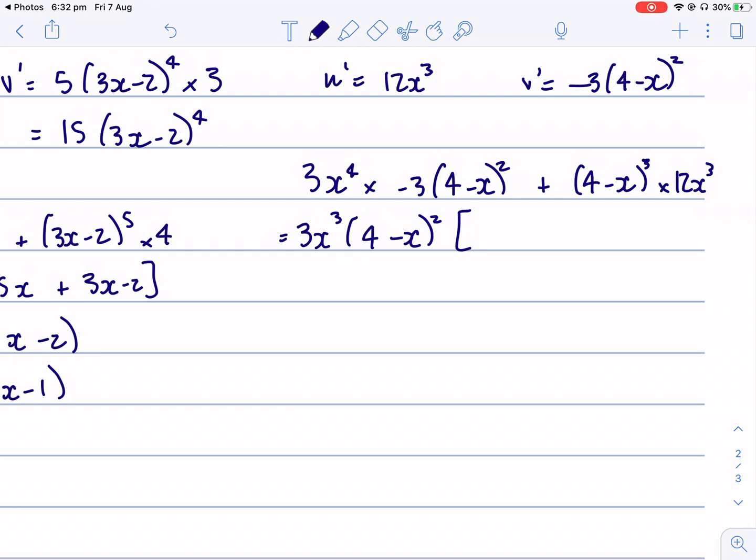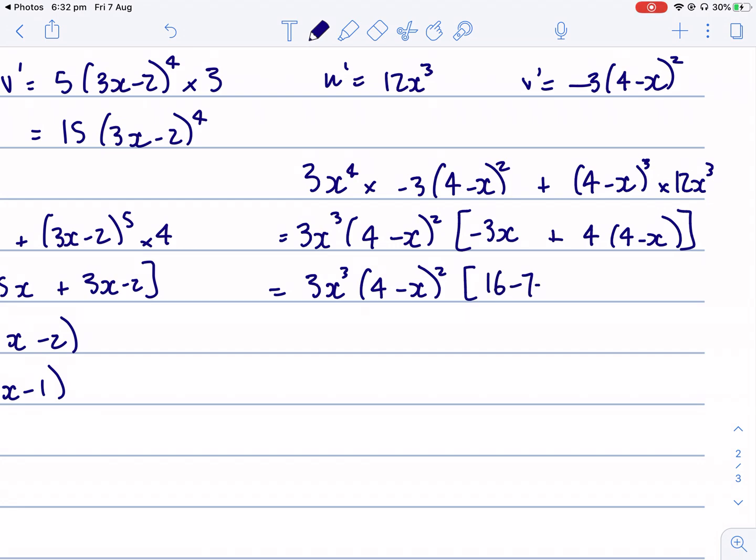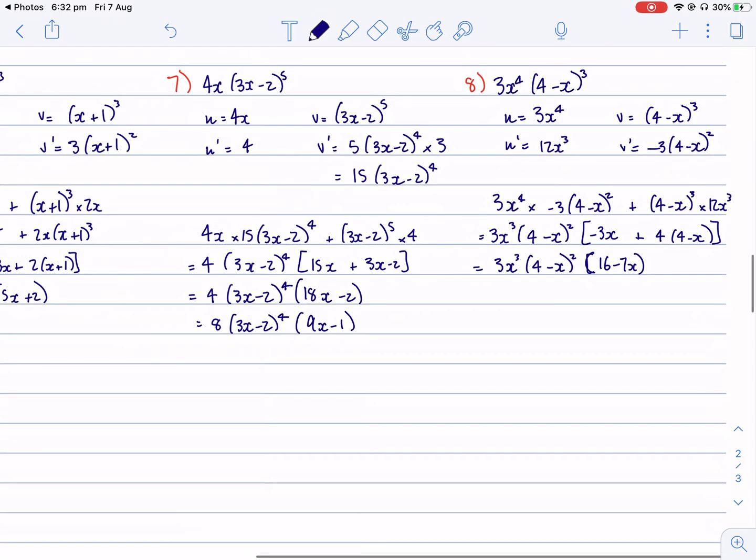Okay. From this left lot, I've got negative 3x. From this right lot, I've got 4 times (4 take x). So I've got 3x cubed, (4 take x) squared, negative 3x plus 4 take 4x, so I've got (16 take 7x). And if I made that a nice square round bracket, then I am done.